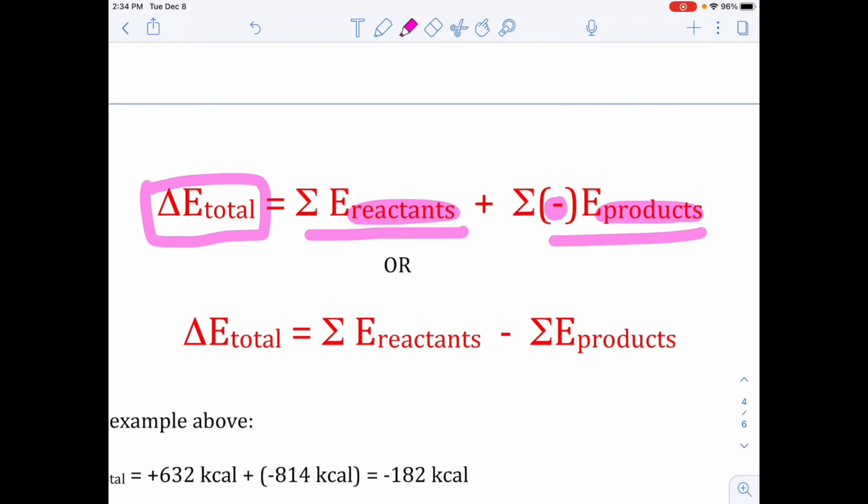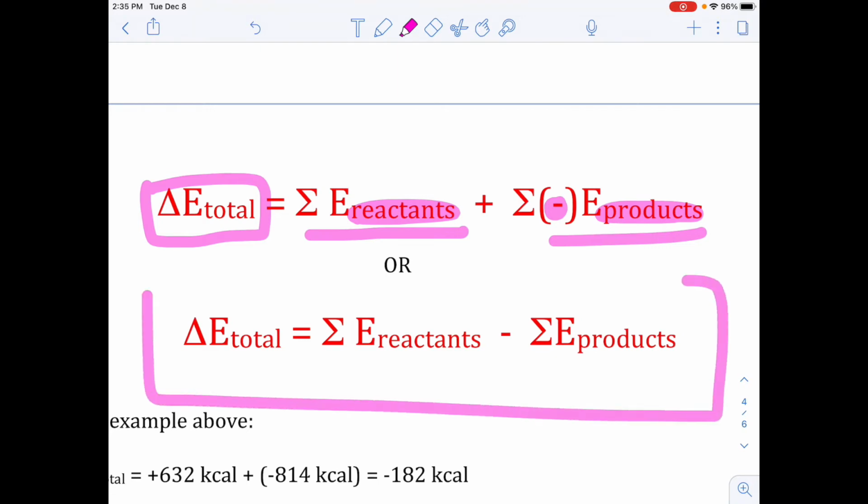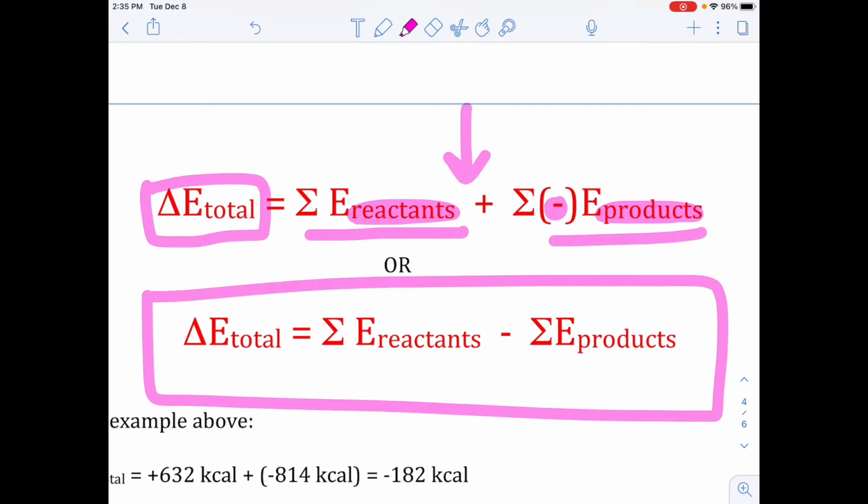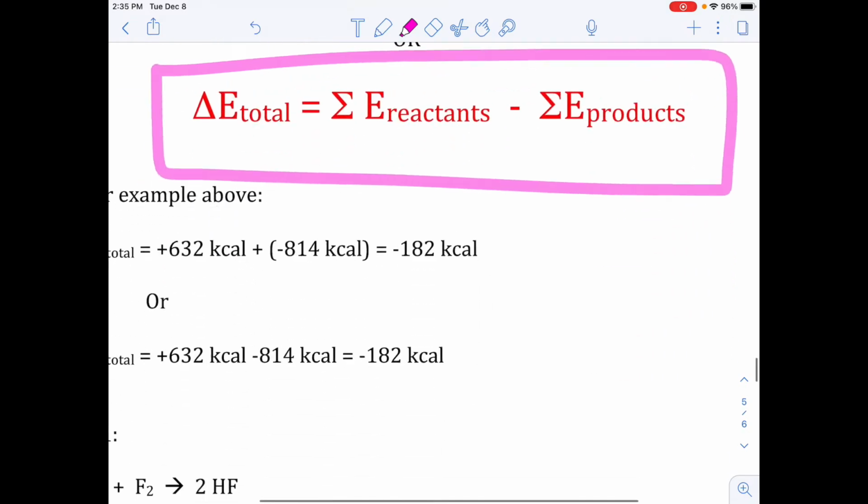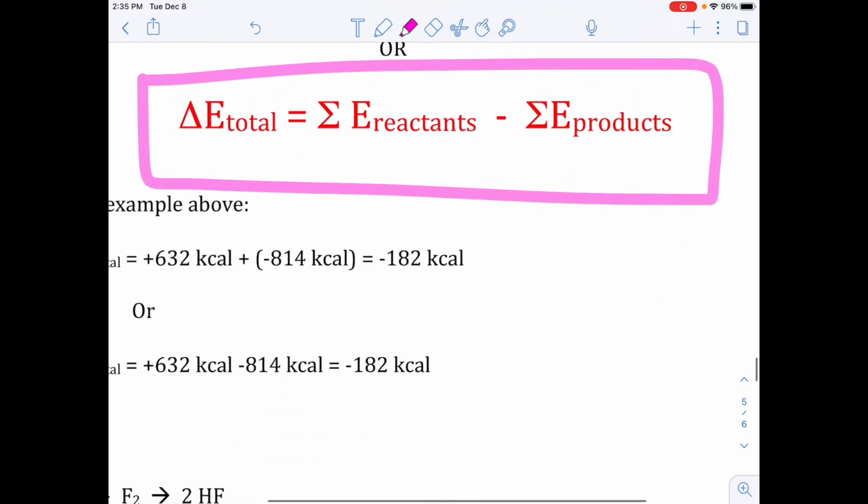Or to make it even easier, this is the one we are going to use down here. This is the verbiage I will use. It's the same thing mathematically. This is like the purest form, but this is what I'm going to use. Continuing on in this lecture, I'm simply going to say the total bond energy is equal to the sum of the reactants minus the sum of the products.